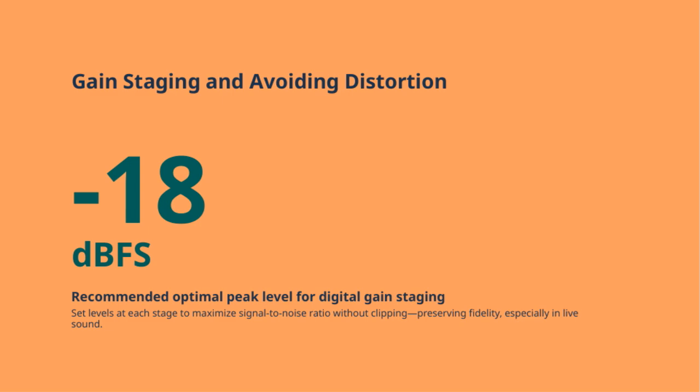By maintaining proper levels, you preserve the audio fidelity, and this is especially important in live sound situations where clarity is crucial. The target level we're aiming for is around -18 decibels full scale, or -18 dBFS. This gives us enough headroom to prevent distortion, but still keeps the signal strong and clean.